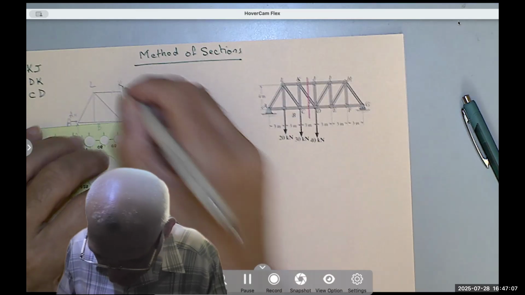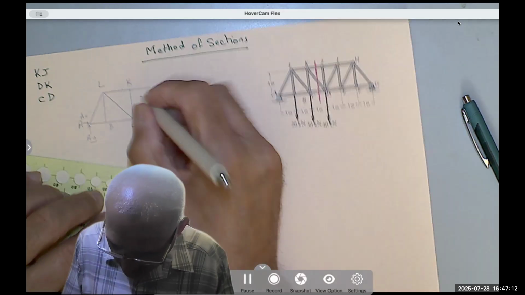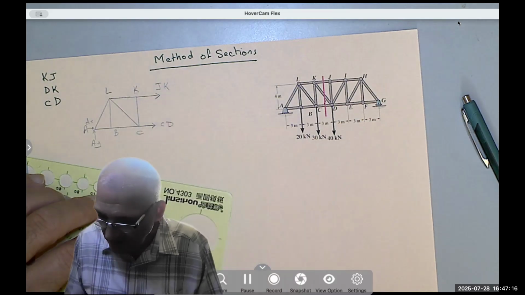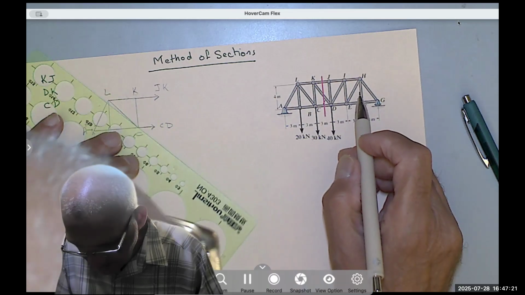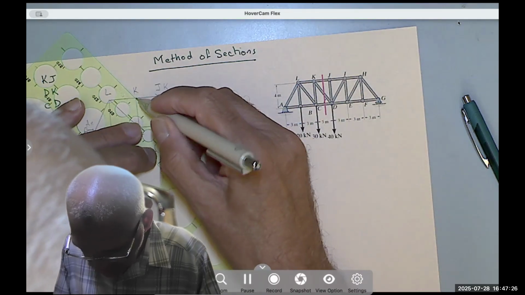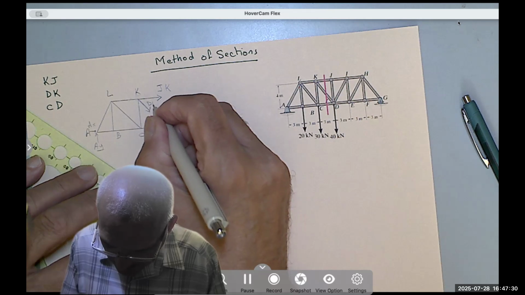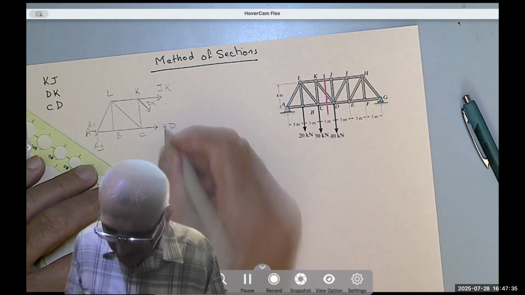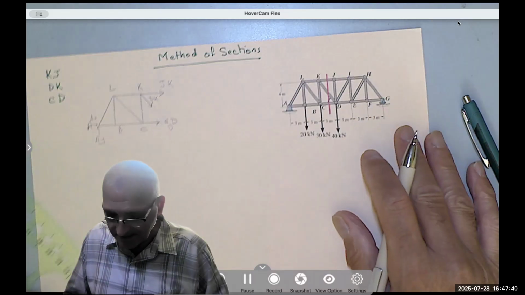So this is K. And then I have an unknown force that is called JK, and a force in member KD. It wasn't drawn to scale, but I'm going to do it parallel to that. DK. Notice that DK and CD intersect at point D that is outside, but I know that they intersect there.